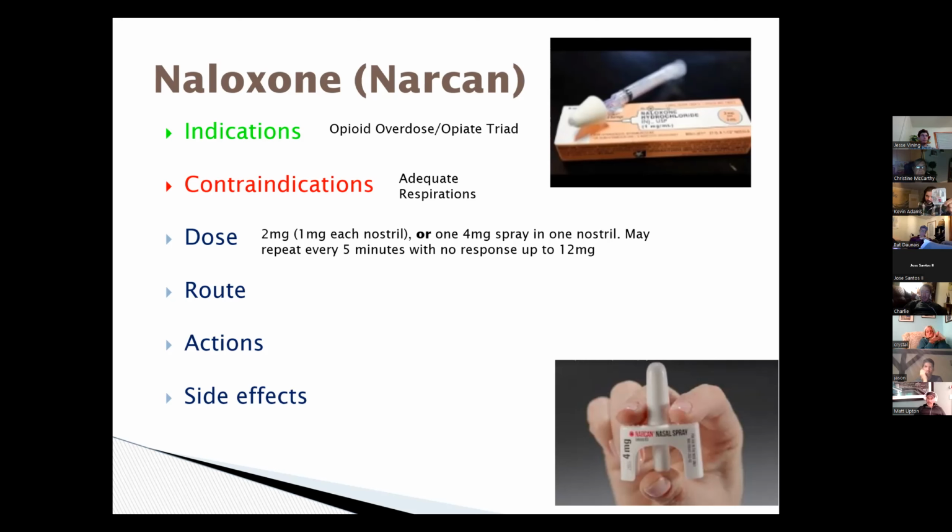1 dose every 5 minutes per response. So if you give one of these, you do other things to help them, give them oxygen, breathe for them, whatever it is. And after 5 minutes, you don't see any response, but you're sure it's opiates, you can give them another one. Same thing, wait another 5 minutes, see if they come around, up to 3 times. If you exceed that 3 times, something is really wrong or they are on a very, very strong opiate.